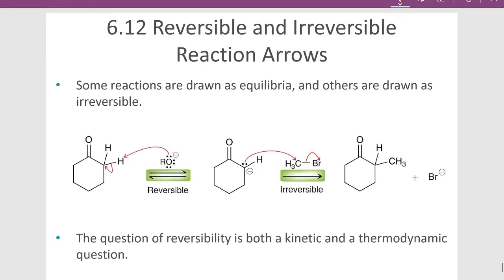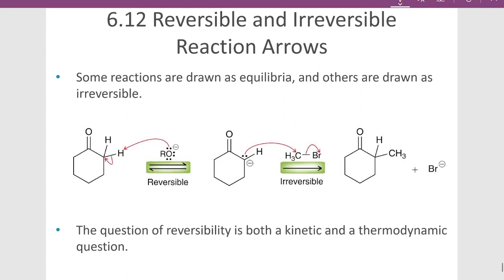Okay, I'm going to go ahead and finish this chapter because we only got a couple of slides left. So let's talk about reversible and irreversible reaction arrows. Actually, I think I'm going to go ahead and stop here and make another video for this.